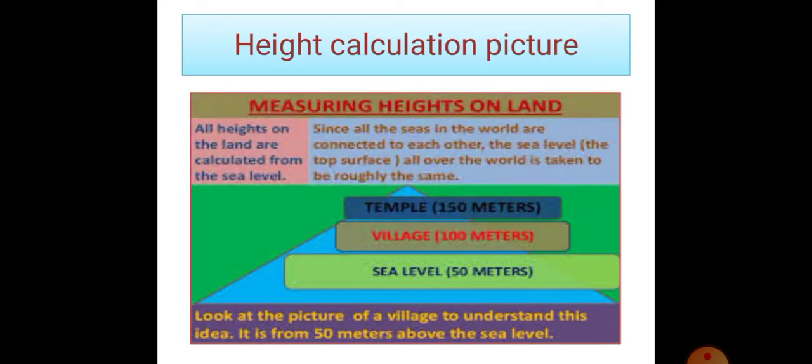Let's have a brief information. See, all the heights on land are calculated from the sea level. Since all the seas are connected to each other, a rough figure is taken. This is the sea level. So from 0 to 50, you have a different color. From 50 to 100, you have a different color, and from 100 to 150 meters, a different color.